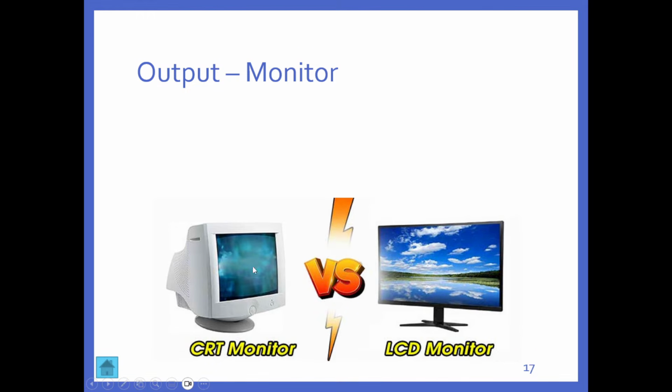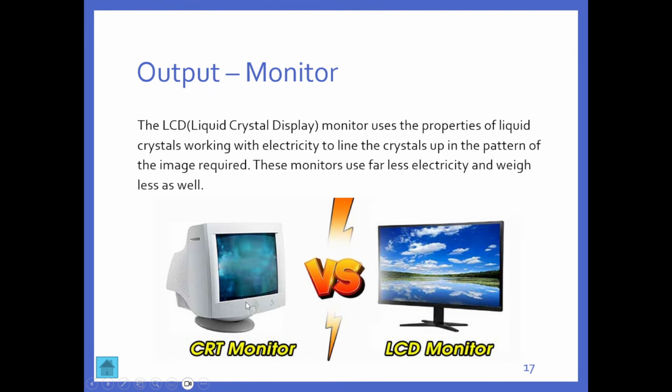Now, this is what the older monitors look like. I'm sure you've seen some of these. I'm sure you've seen some TVs that look like this as well. Big, bulky cathode ray tube monitors. They've been replaced by what we have these days, especially with our TVs, with our liquid crystal display, our LCD. Some are LED monitors. And with the LCD, they use the properties of liquid crystals working with electricity to line the crystals up in the pattern of the image that is required.